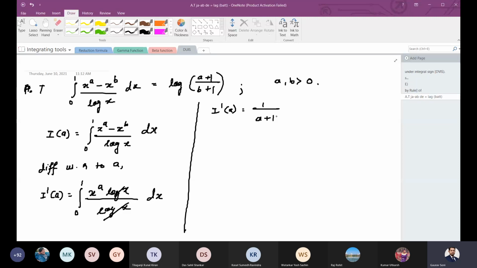I have skipped 2 steps here, but it doesn't matter. It's quite similar to example number 1. Sir, the derivative of x raised to b, with respect to a, what will the answer be? A constant, 0. Yes. So I of a is equal to log of a plus 1 plus c. Now what will you put?